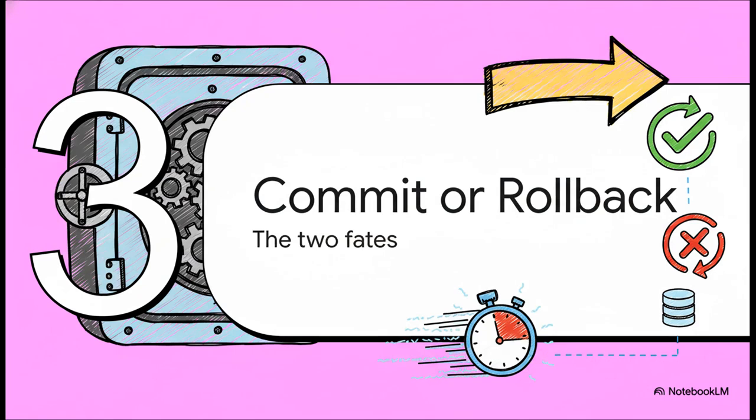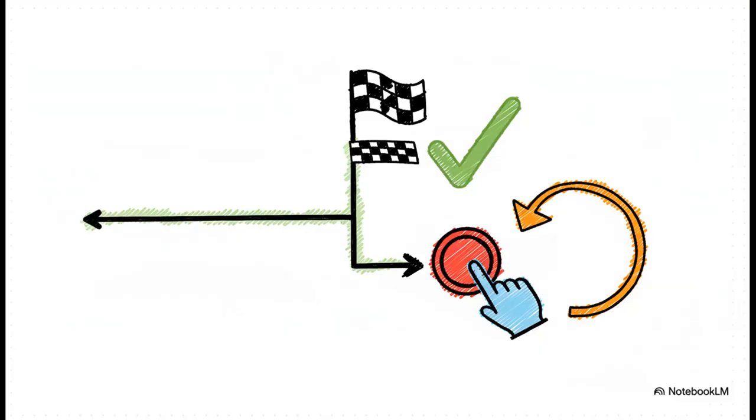So because of these promises, every single transaction has one of 2 possible destinies. It either succeeds and is made permanent, or it fails and is completely wiped away, as if it never even happened. The 2 commands that control this destiny are commit and rollback. Commit is the finish line. You're telling the database, everything went perfectly, save my changes forever. Rollback, on the other hand, is the giant red emergency eject button.